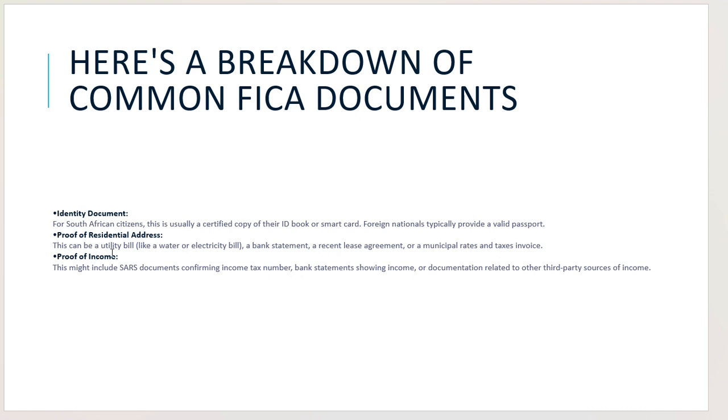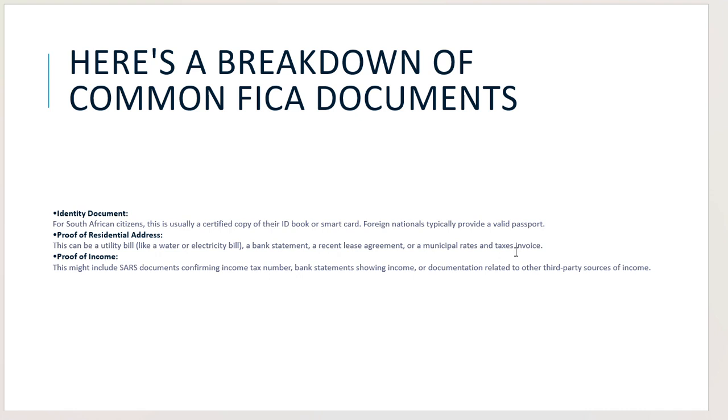And then the second one is your proof of residential address. So what you can use to prove that you stay at a certain address that you have documented in your application is your utility bill. It can be your water or electricity bill, your bank statement, your recent lease agreement, or even your municipality rates and invoices. So utility bills will normally show where you stay.